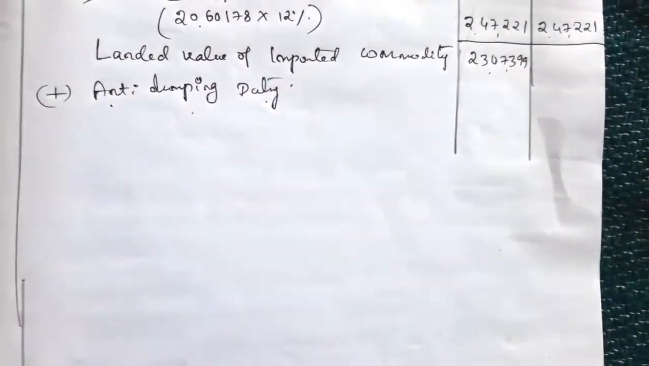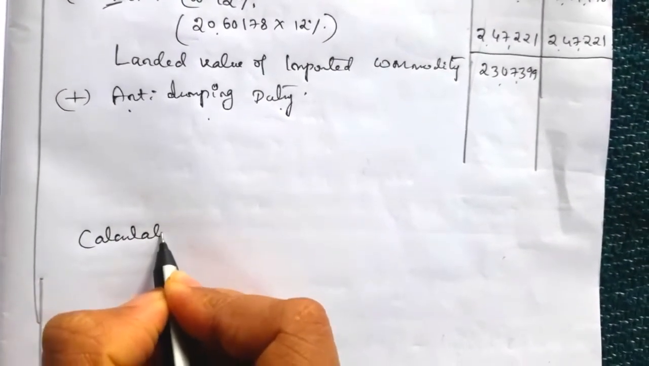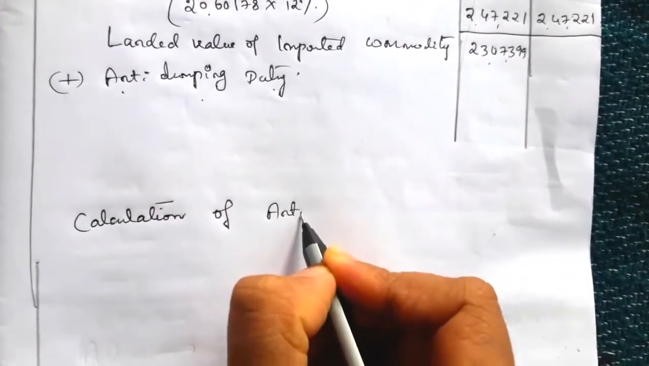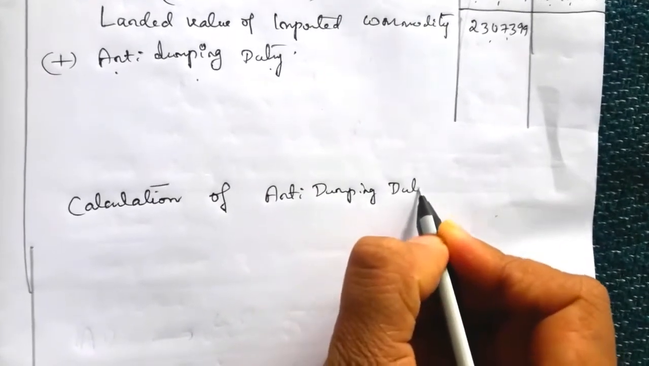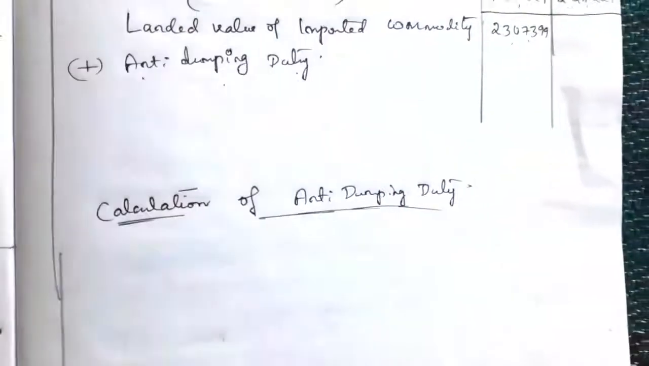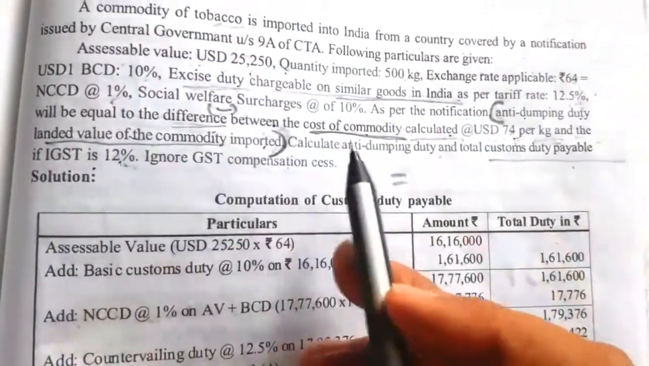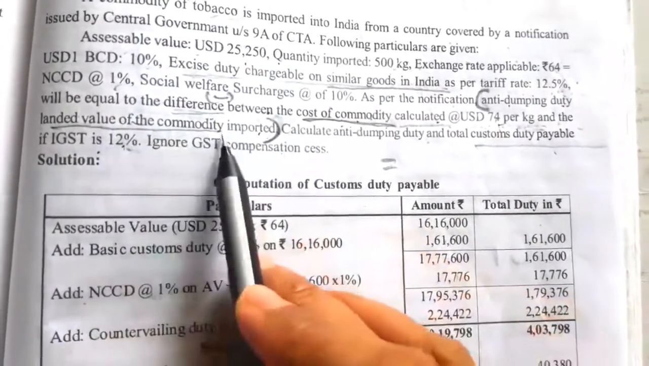So leave a 4-line space and show the calculation of anti-dumping duty. So as per the notification, the anti-dumping duty is nothing but the difference between the cost of commodity and the landed value of import.